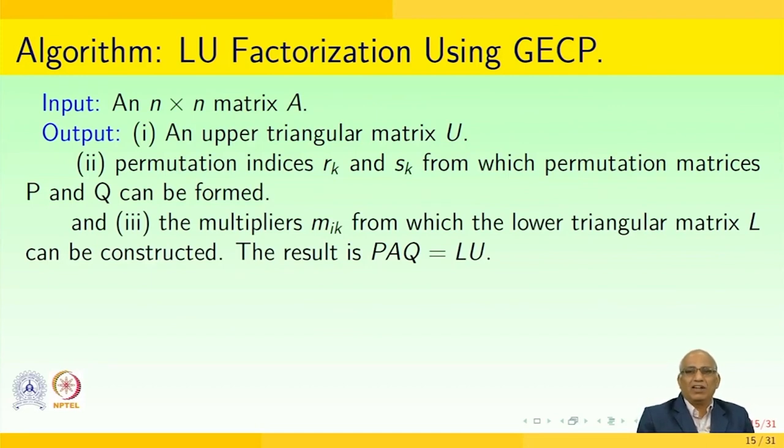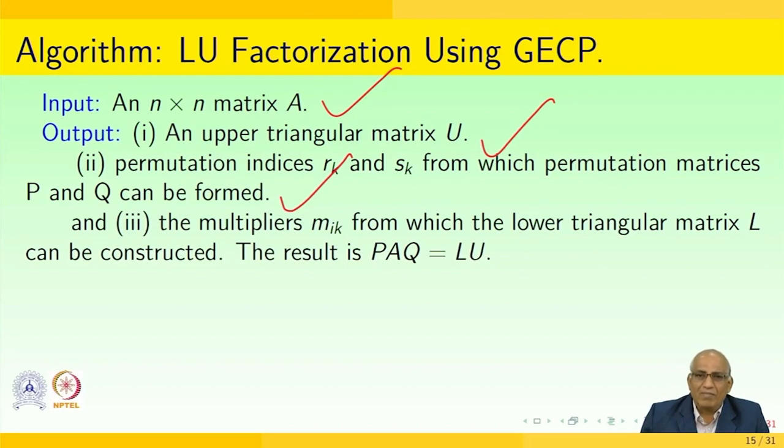Now let us see the Gaussian elimination with complete pivoting. What is the input over here? Input is an n by n matrix A, and the expected output is an upper triangular matrix U, permutation indices r_k and s_k from which permutation matrices P and Q can be formed, and the multipliers m_ik from which the lower triangular matrix L can be constructed. The result is PAQ equal to L into U.